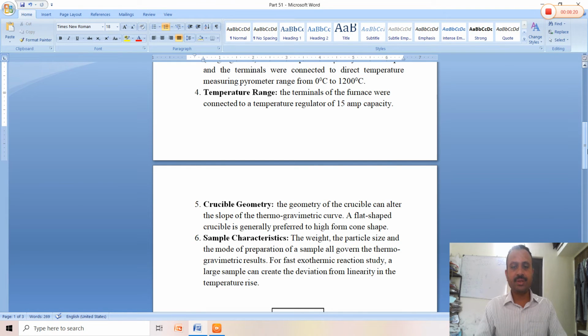For a fast exothermic reaction, a large sample can create a deviation from linearity in the temperature scale. So a large sample cannot be used for the analysis of thermogravimetry, because it creates a problem. If it is a fast exothermic reaction, it obviously creates a problem of linearity.